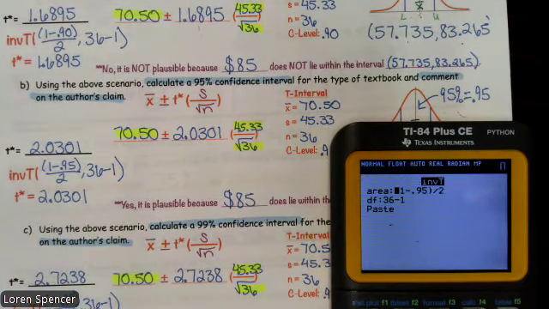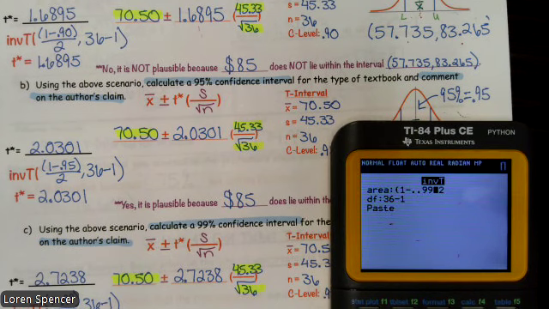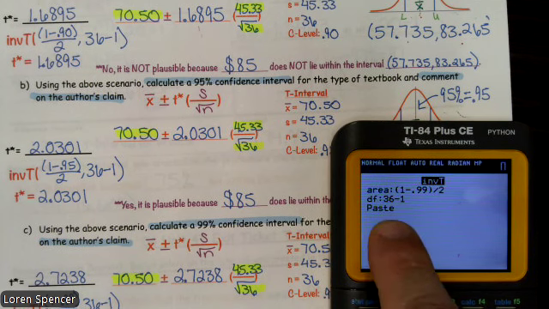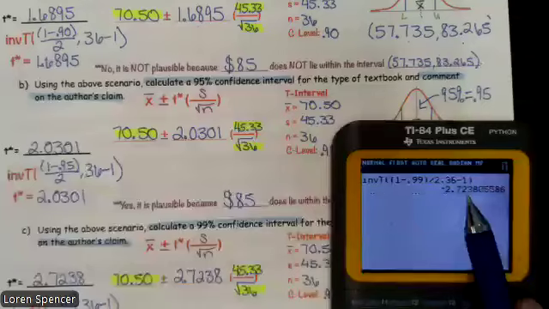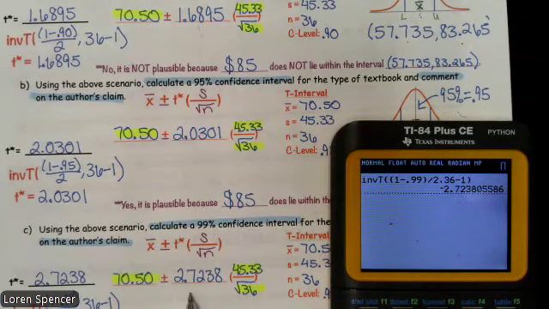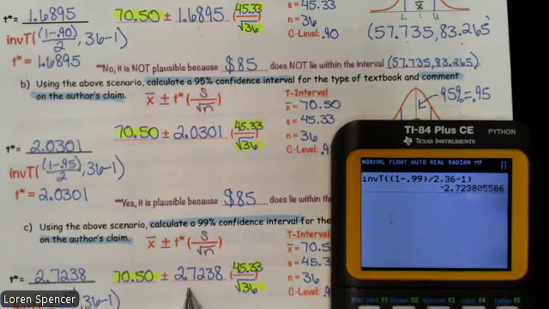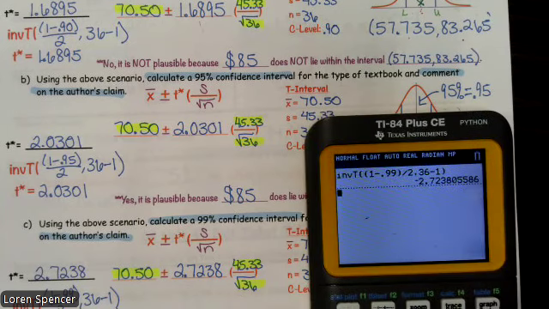Okay? Well, we still need to calculate that T star, so second vars, inverse T, 1 minus 0.99. Oops, that's not going to work. Let's just clear that out. Parenthesis, 1 minus 0.99, close parenthesis, divided by 2. Our degrees of freedom is 36 minus 1, or n minus 1, sample size minus 1. And we end up getting 2.7238. So that's our T star.